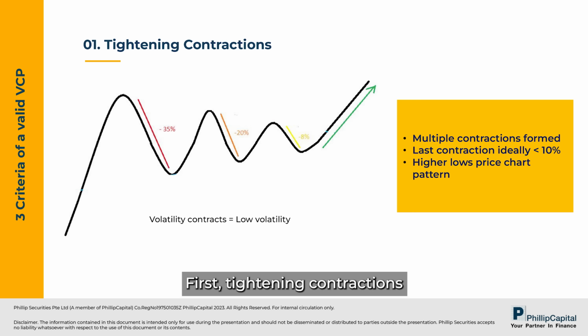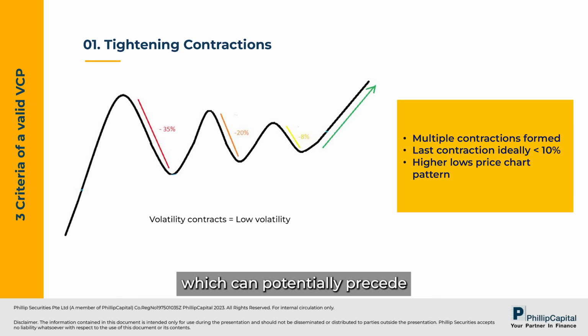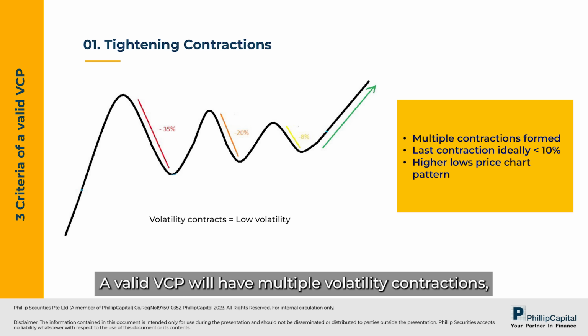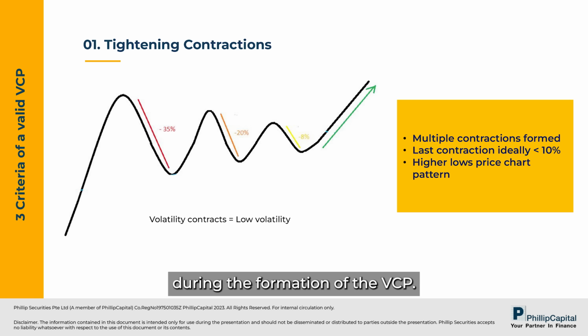First, tightening contractions from left to right in a stock chart. Smaller price swings or fluctuations indicate reduced uncertainty or market indecision. When volatility contracts, it suggests that the market is entering a period of low volatility, which can potentially precede a significant price move or breakout. A valid VCP will have multiple volatility contractions, with the last contraction ideally within 10%. A pattern of higher lows is also expected during the formation of VCP.